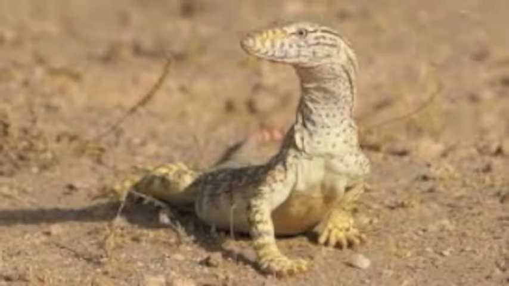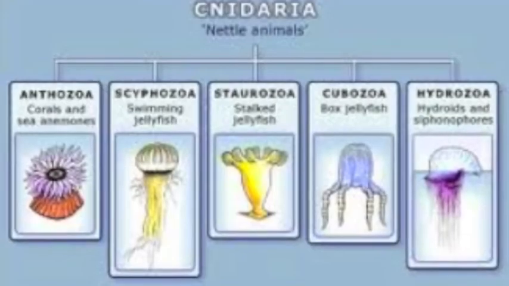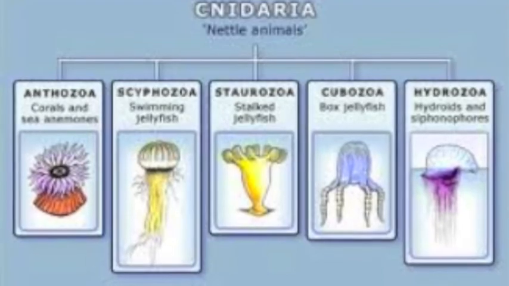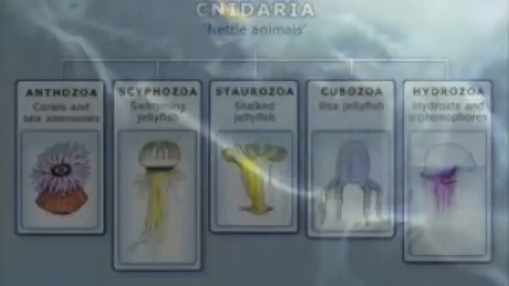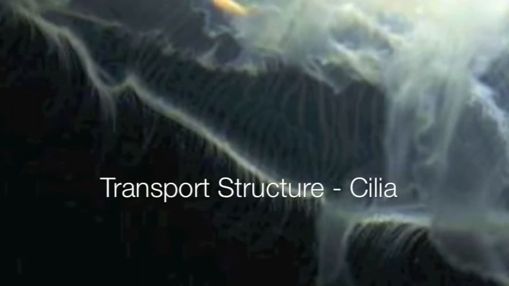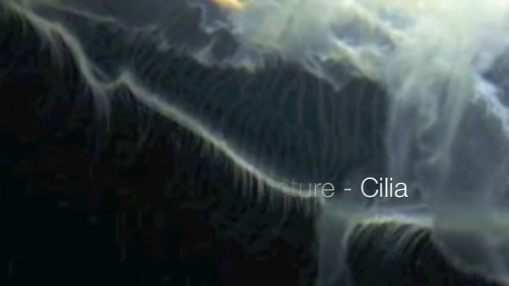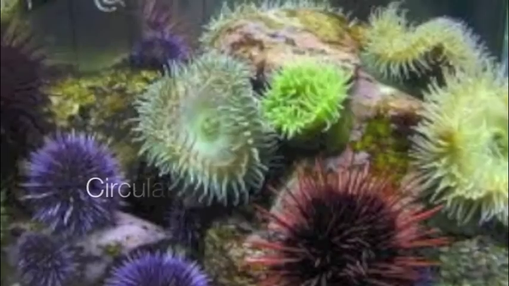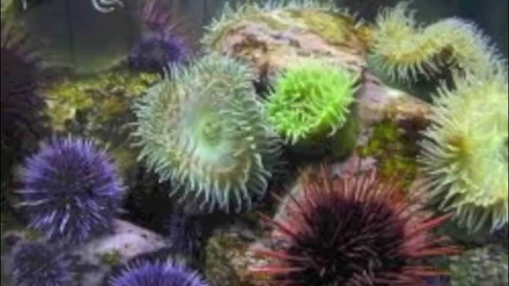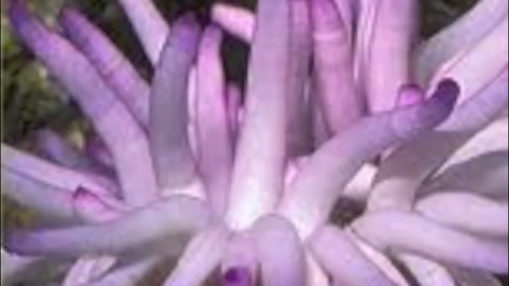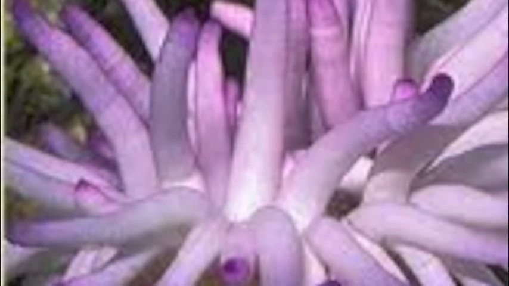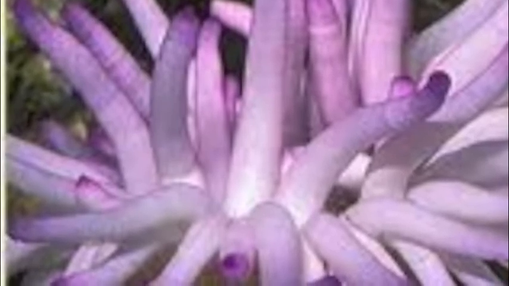Cnidarians include corals, sea anemones, hydroids, and several types of jellyfish. Cnidarians have structures that transport materials. Cilia, tiny hairs, keep fluid moving. The circulatory canal connects all branches of the canals and circulates gametes. The adaptive value is maintaining an optimal concentration gradient and permitting a larger body size and complexity.